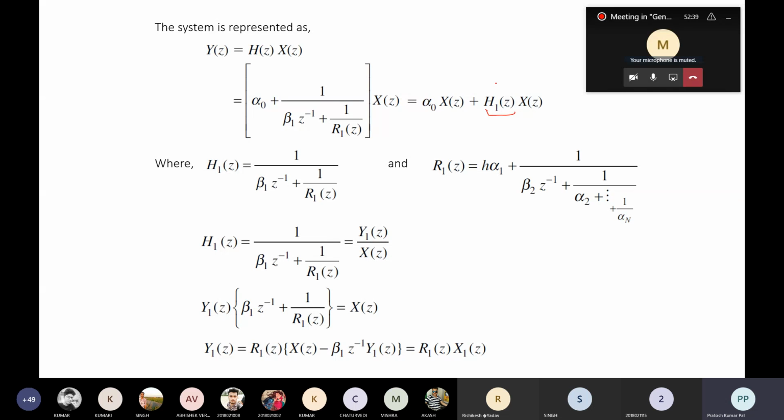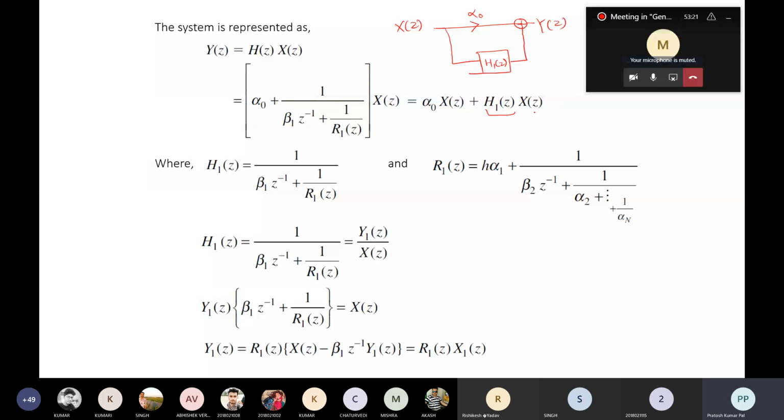So we will just draw its structure. There will be an x of z, and y of z at the output. The first is alpha naught multiplied by x of z. Whatever alpha naught is there, that will be multiplied by x of z, and that contributes to y of z. Along with that, another term is plus h1 of z multiplied by x of z. So this is x of z, which will again be multiplied by another term, h1 of z, and it will be added here.